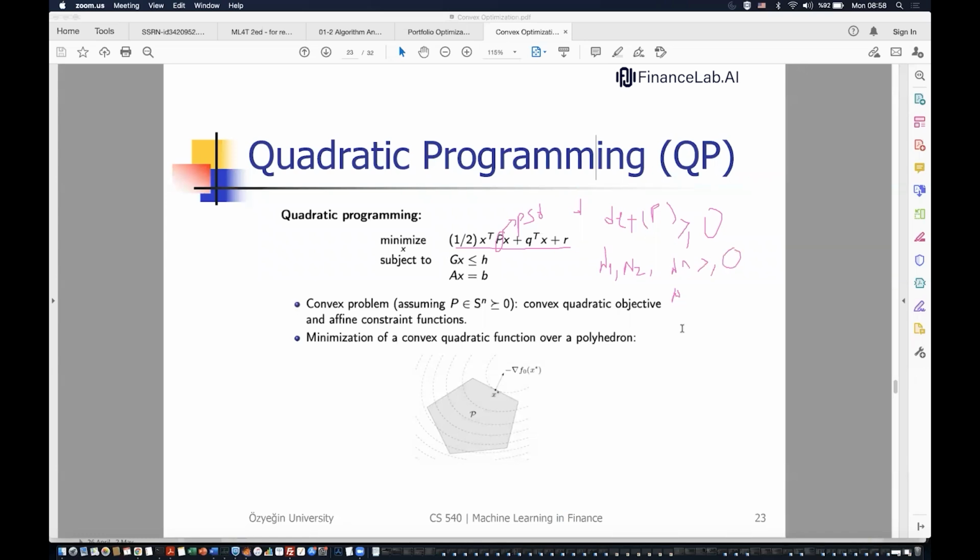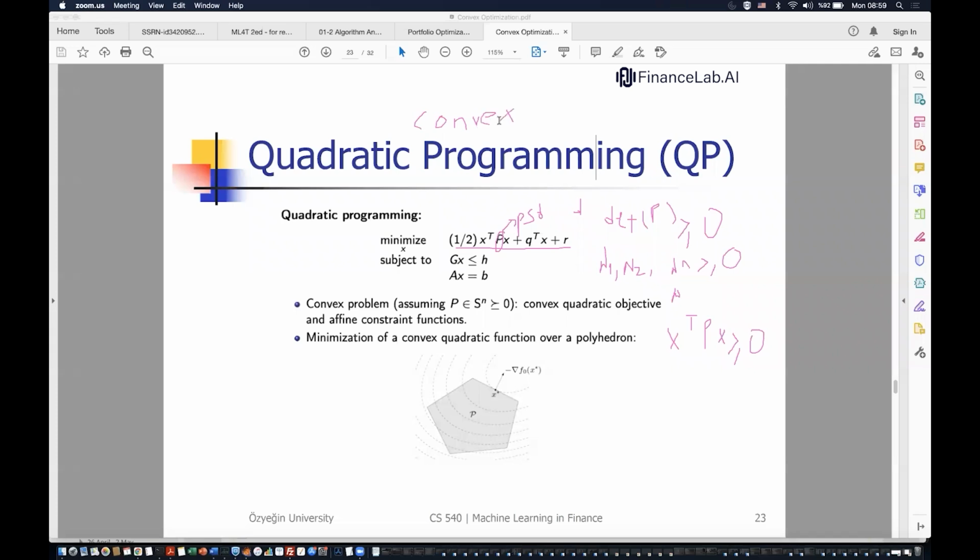But the main definition is that for any vector x, x transpose P times x is greater than or equal to 0. So for any vector x, the multiplication of the transpose of this vector with this matrix and the vector itself should be greater than or equal to 0. Once P satisfies these conditions, this is known as a convex quadratic problem. So this satisfies the convexity.